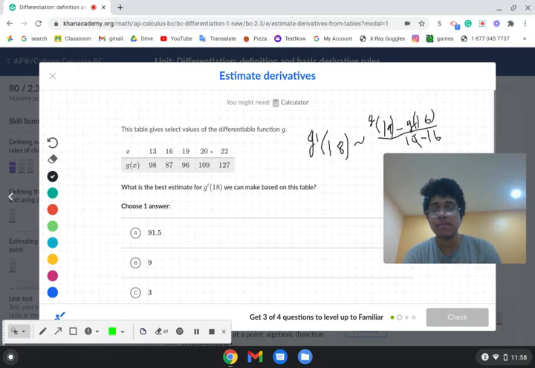So g of 19 is 96, g of 16 is 87, 96 minus 87 is 9, and 19 minus 16 is 3, so 9 over 3 is 3. So g prime of 18 is approximately 3.